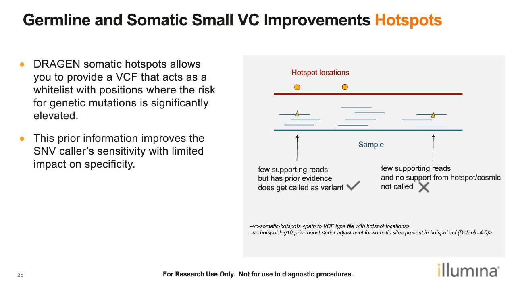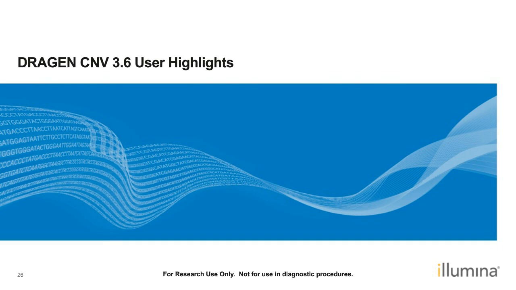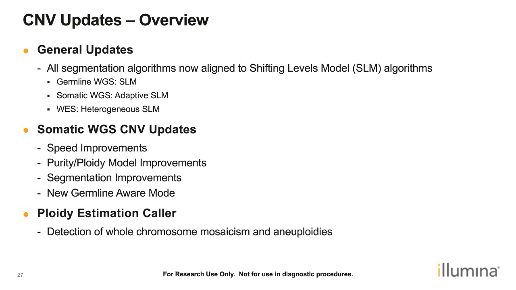Okay, moving on to the CNV updates. So the big update that we have done for CNV calling is we have kind of centralized our segmentation algorithm in some sense. If you remember, in the past, we used to offer three algorithms. One was the FPOP, then we had SLM for whole genomes, and then we used to use CDS for the exomes. So what we have done in this release is we have kind of stopped supporting FPOP just due to many reasons. One is that it's third party.